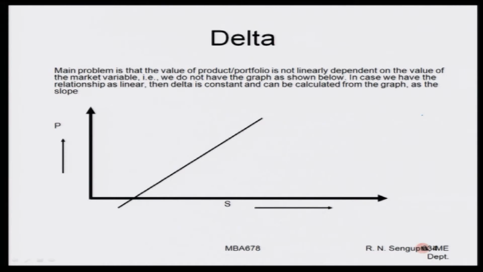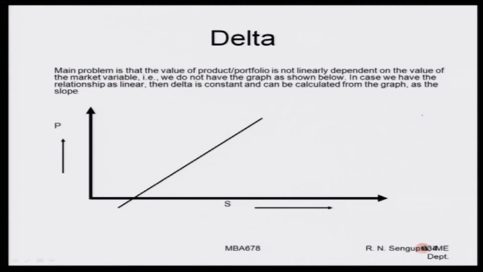Main problem in the delta is that the value of the product portfolio is not linearly dependent. So whatever calculations we did by minus 100 divided by 0.1 is exactly a linear ratio, but actually it is not that. It is not linearly dependent on the value of the market variable, that is, it does not have the graph as shown below, that is not a straight line.